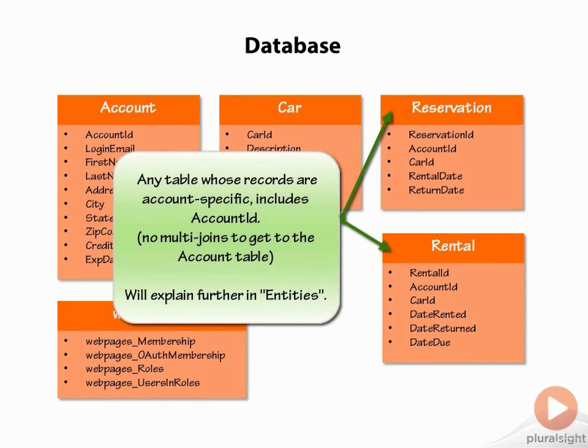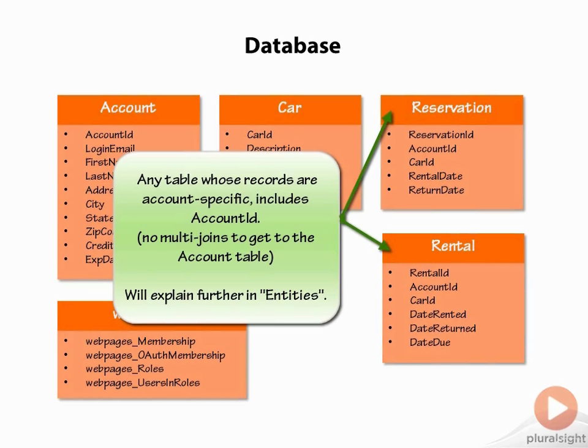I actually use the account ID column in every table that's going to contain data that pertains to a specific account, no matter how many steps removed it is from the account table. Now, this may seem like I am not normalizing like I'm supposed to, and in a way you may be right, but it has a couple of benefits.